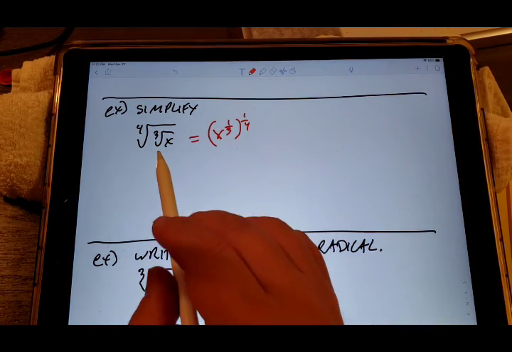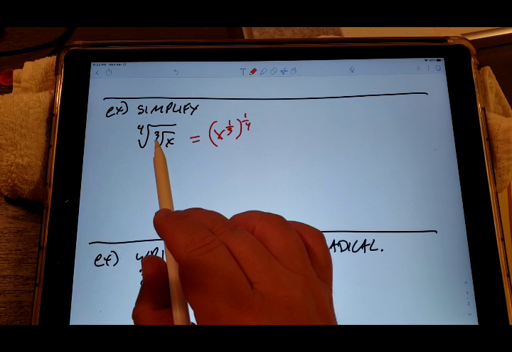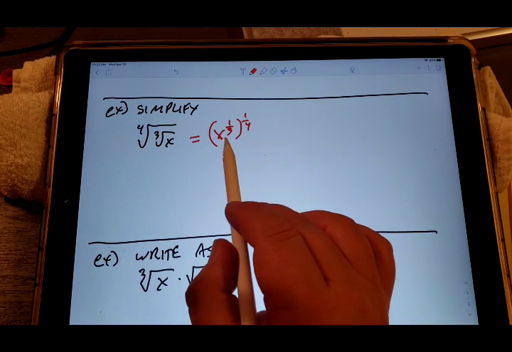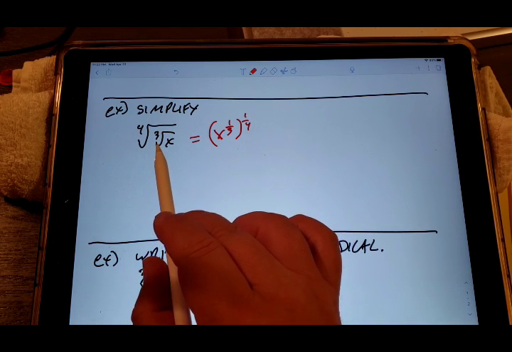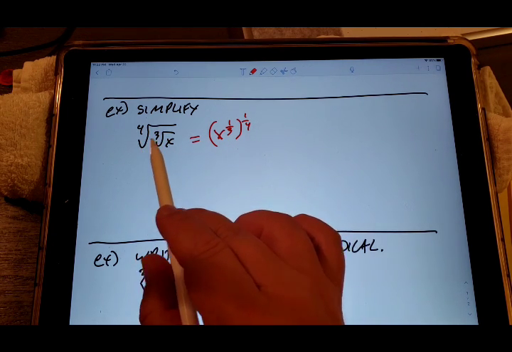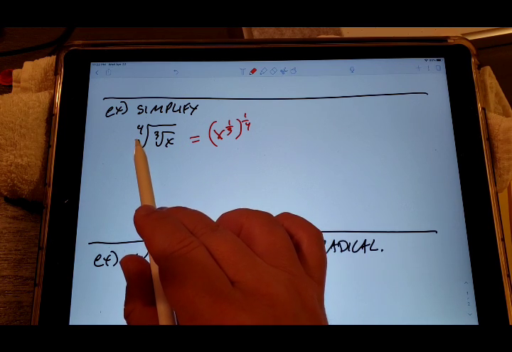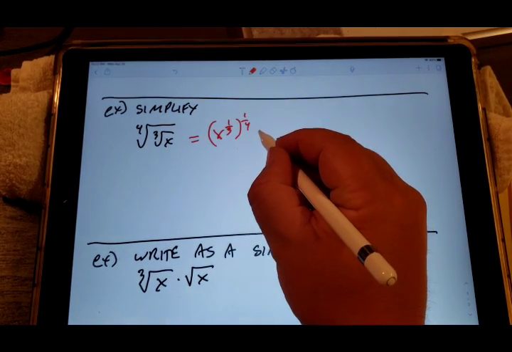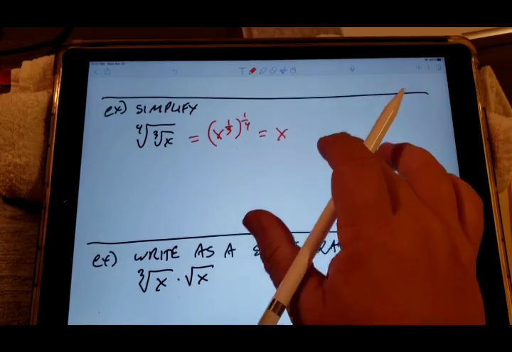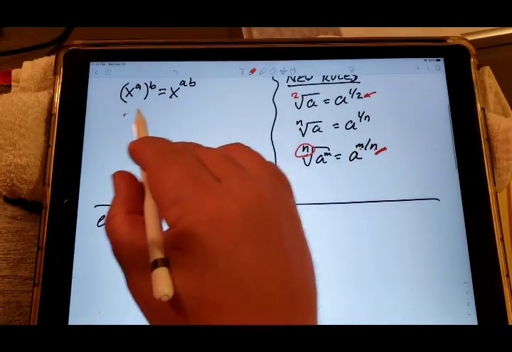So the rule I just talked about, the cube root of x can be thought of as x to the 1/3. And because that is nested inside this other radical, I can think of the outside radical, the 4th root of x, as x to the 1/4. And do you remember what we're supposed to do in this situation? I just had it up here.